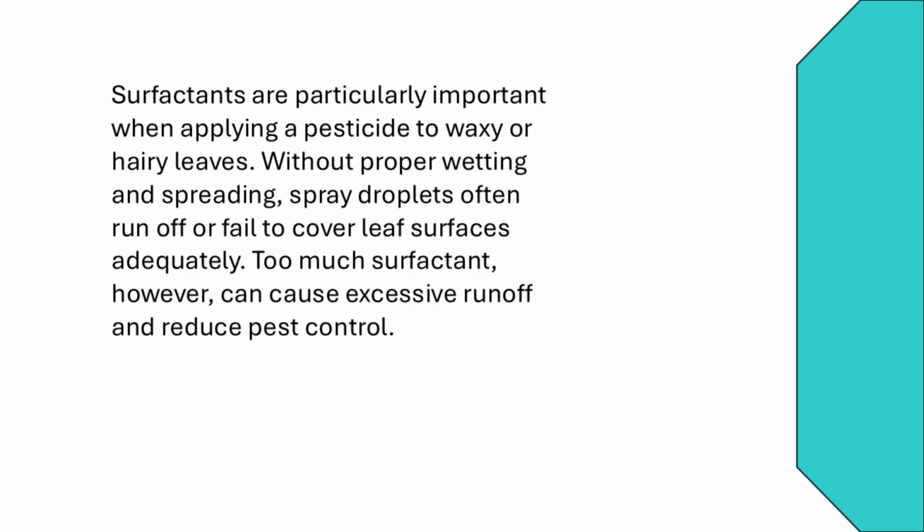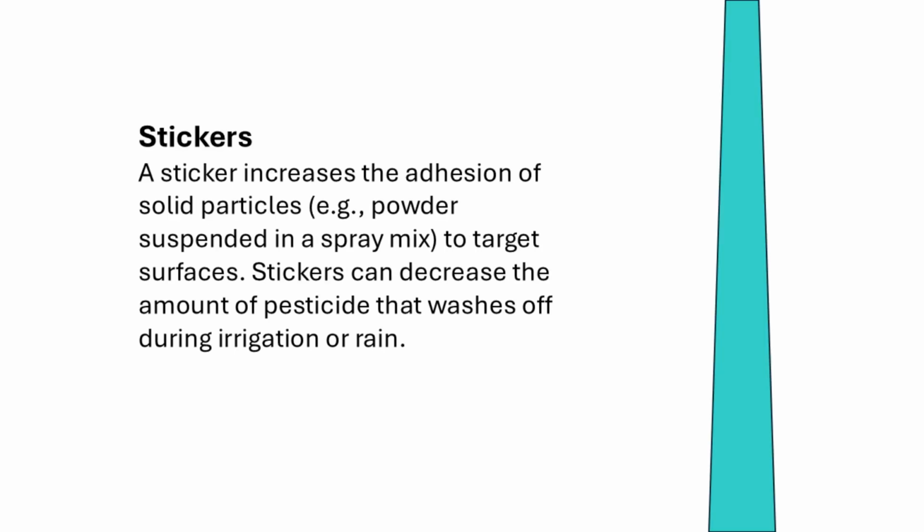Surfactants are particularly important when applying a pesticide to waxy or hairy leaves. Without proper wetting and spreading, spray droplets often run off or fail to cover leaf surfaces adequately. Too much surfactant, however, can cause excessive runoff and reduce pest control. Stickers. A sticker increases the adhesion of solid particles, e.g., powder suspended in a spray mix, to target surfaces.